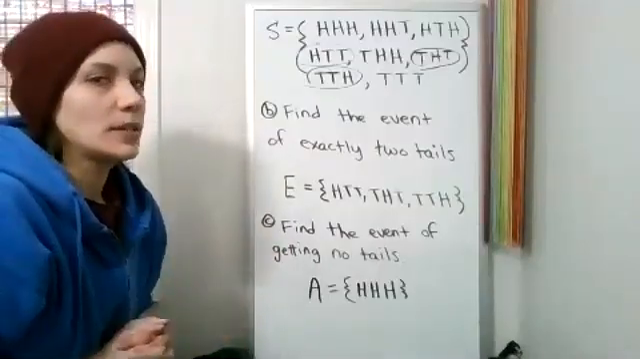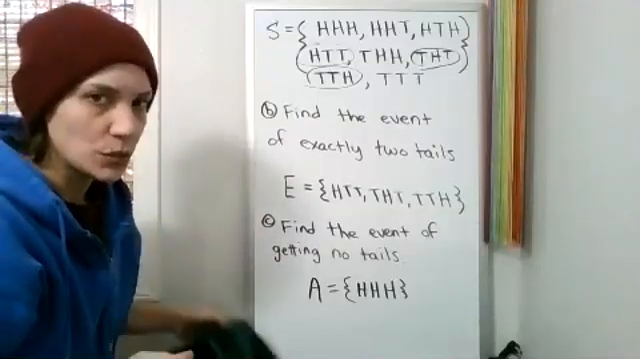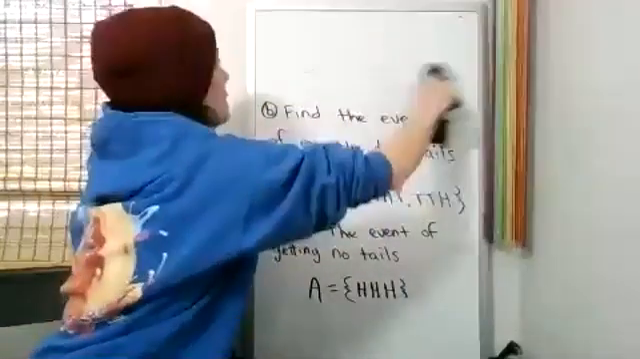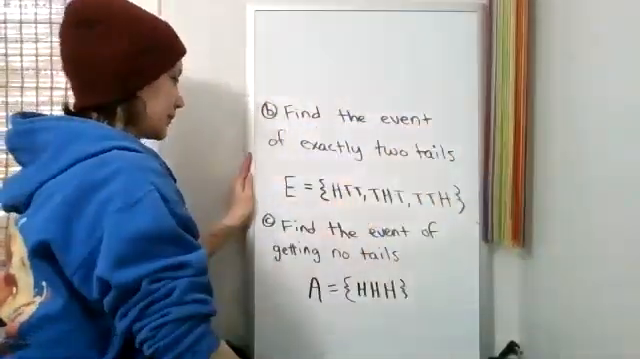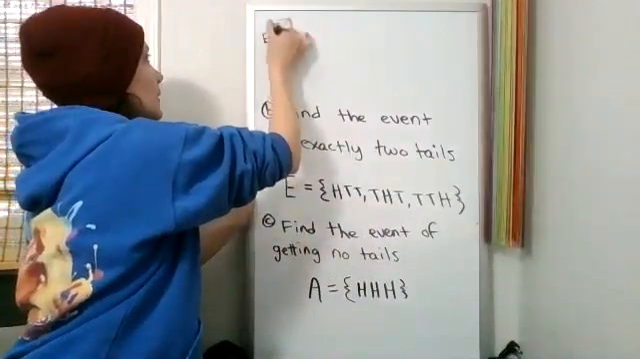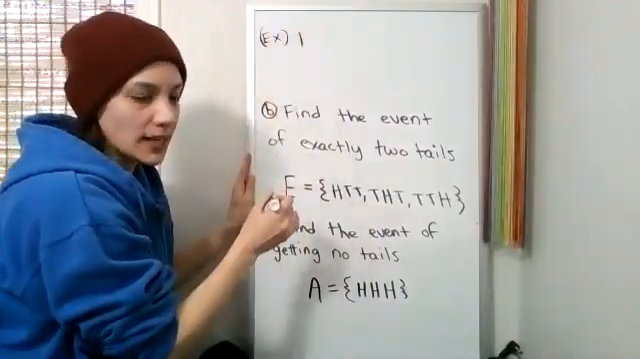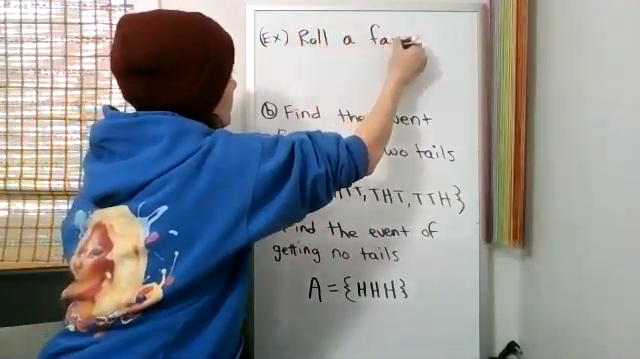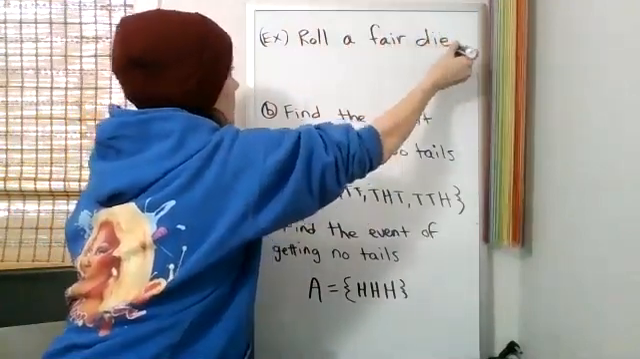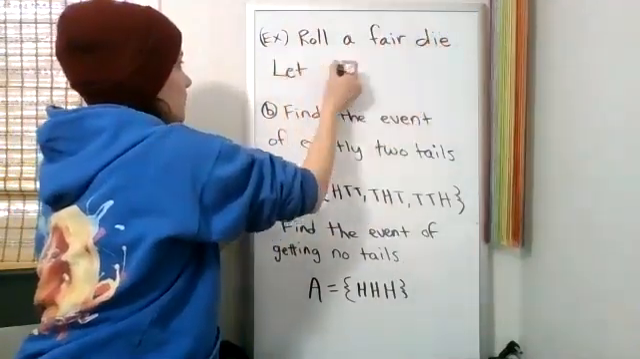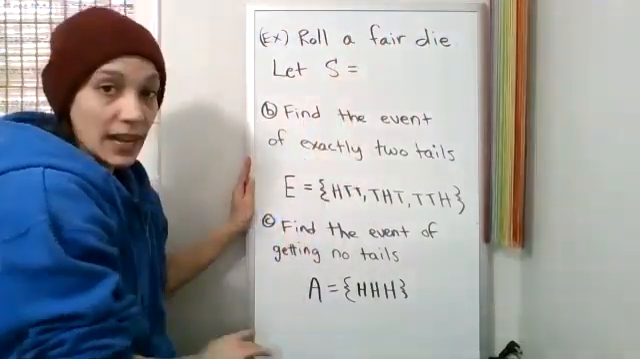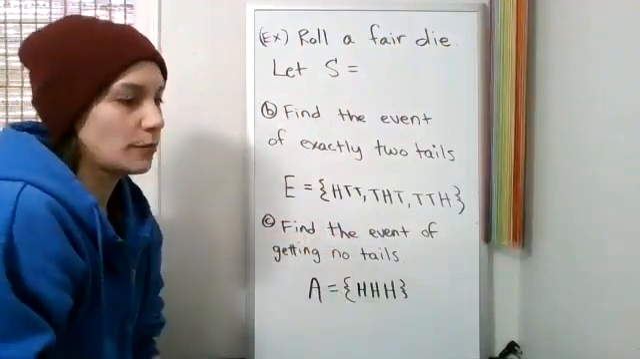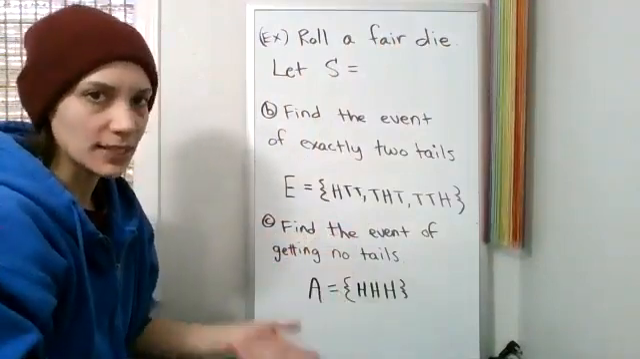All right, we'll do something new. So our new experiment is to roll a fair die, or roll an unbiased die. S is going to be the faces on the sides of the die, and we're just going to have that represented by 1, 2, 3, 4, 5, 6, each face.